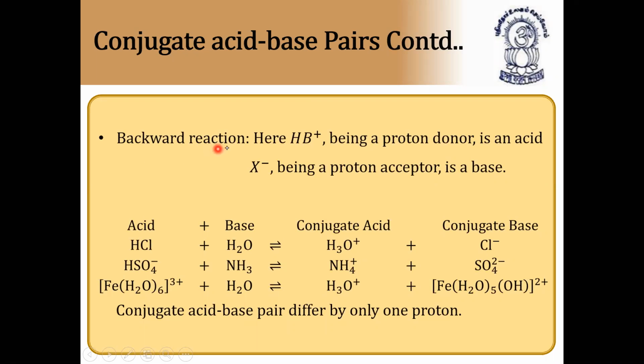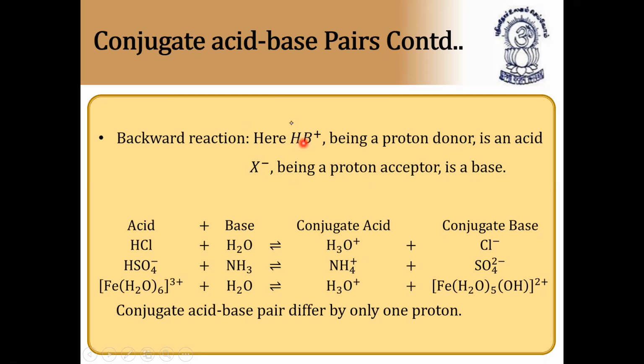Backward reaction. What is backward reaction? So here HB plus, being a proton donor, is an acid, and X minus, being a proton acceptor, is a base, because HB plus is a proton donor and X minus is a proton acceptor. To become neutral, it has to accept H plus ion, and to become neutral, it has to lose H plus ion. Suppose we want to become B again, so what does it have to do?